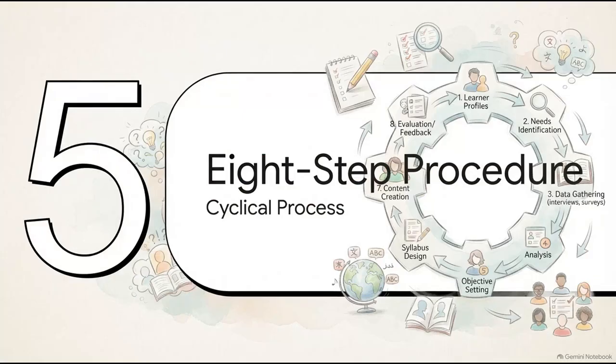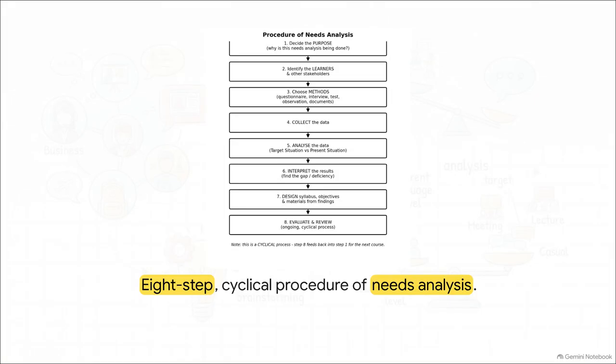Moving on to Section 5, the 8-step procedure, the cyclical process in action. So this whole process follows a really logical, cascading flow. You always start right at the top. Step 1, decide your core purpose. Like, why are we even doing this? Step 2, identify the learners and all the stakeholders. Step 3 is choosing your methods, which are those interviews or tests we just talked about. Step 4 is the heavy lifting, actually collecting the data.